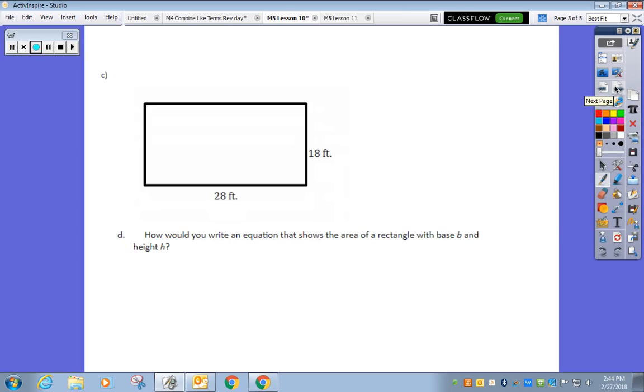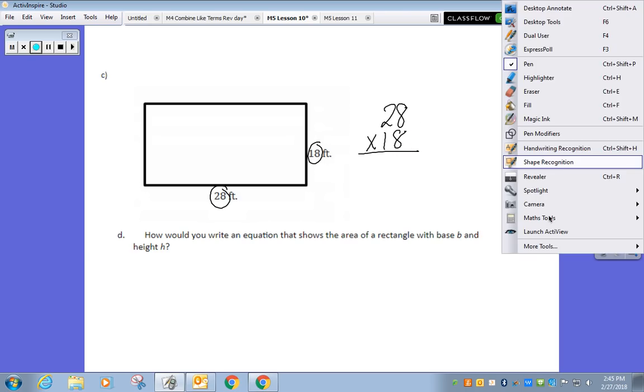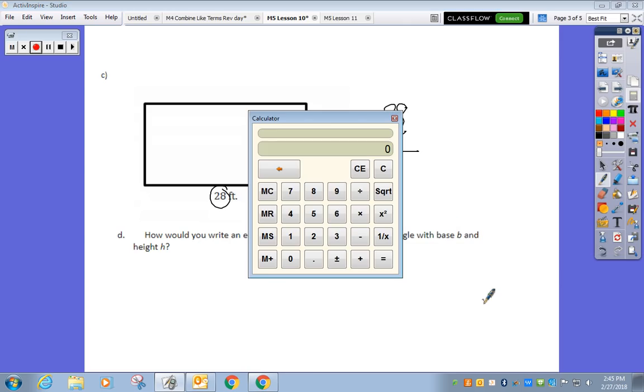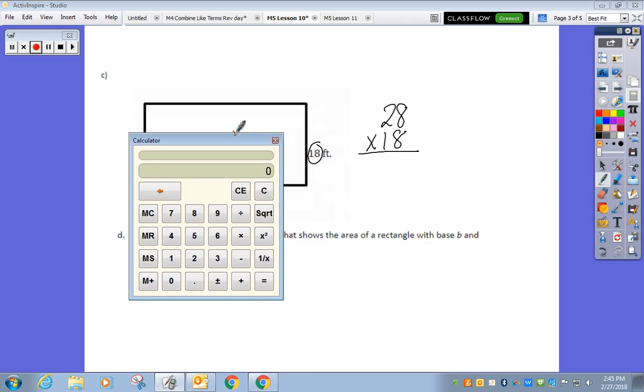Okay, same idea with the next one. It wants us to find the area of the figure. It is a rectangle, so we would be multiplying our length and our width. So we would be doing our 28 times our 18. I should probably use my calculator this time so that I can make sure I'm actually doing my math correctly and not backwards like I did on the last one. So 28 times 18 gives us 504. I could show my steps, but I chose to use the calculator. So 504 square feet.